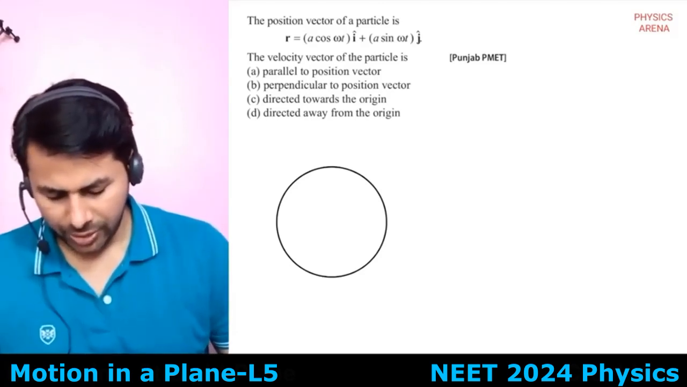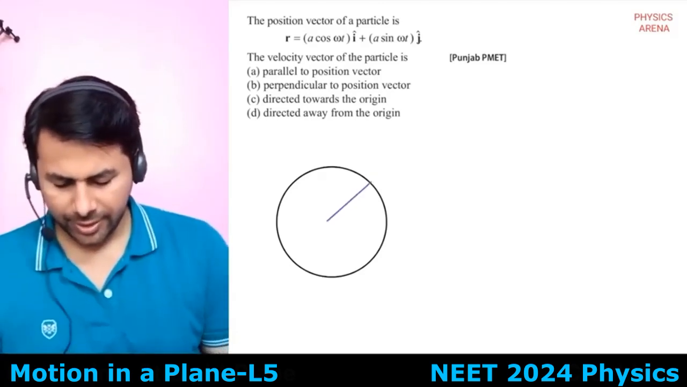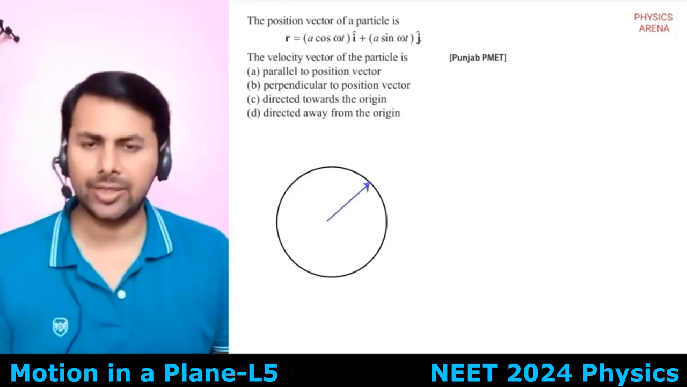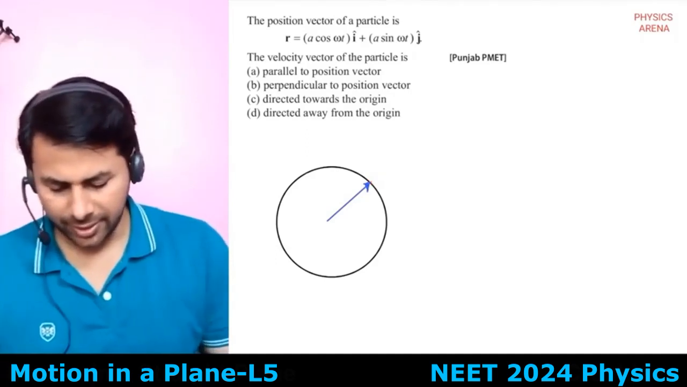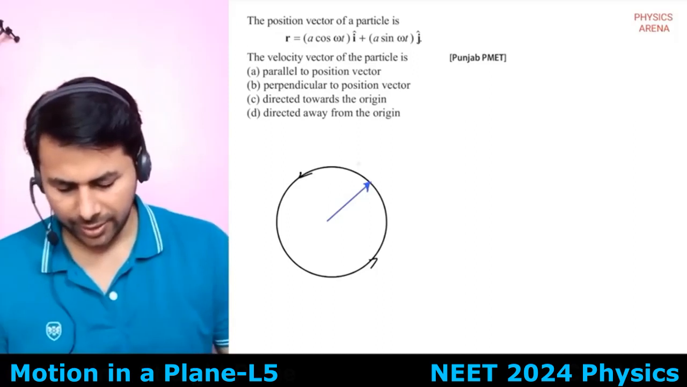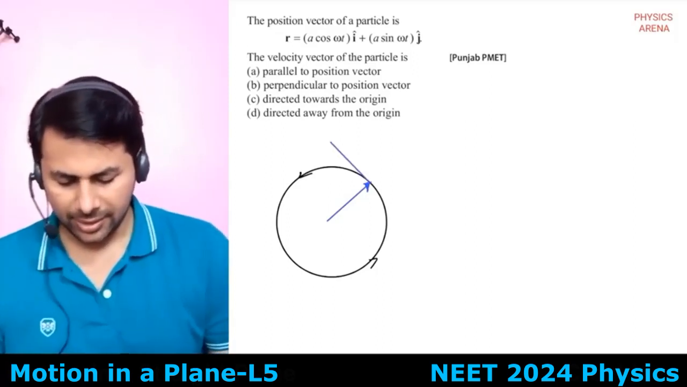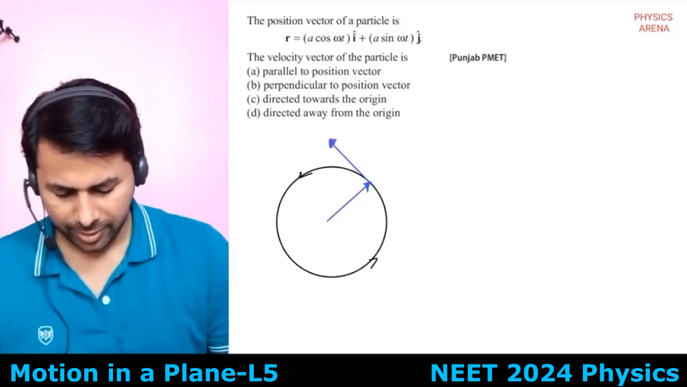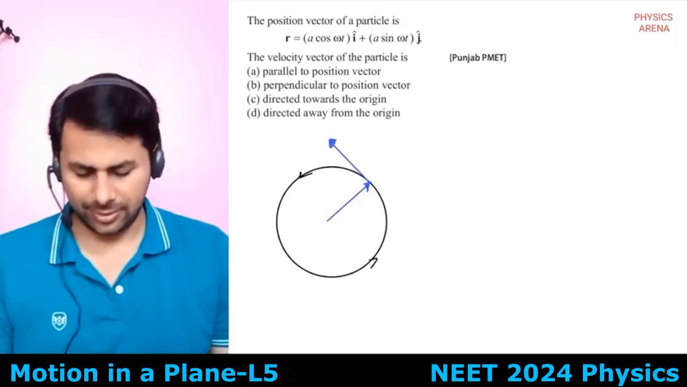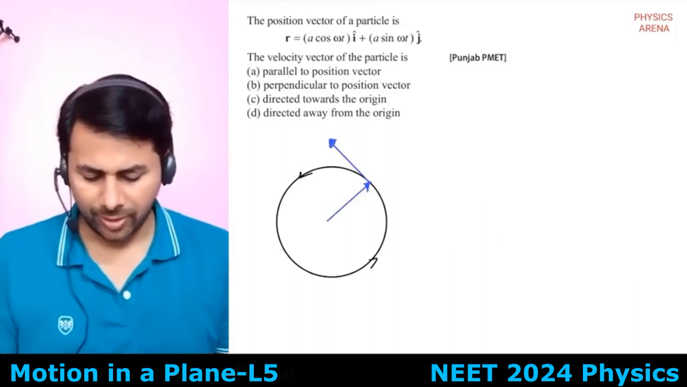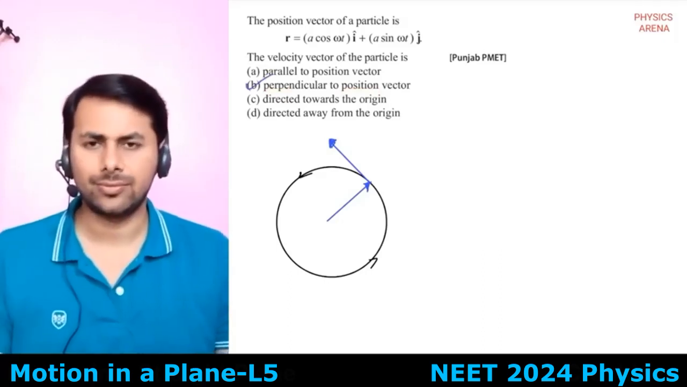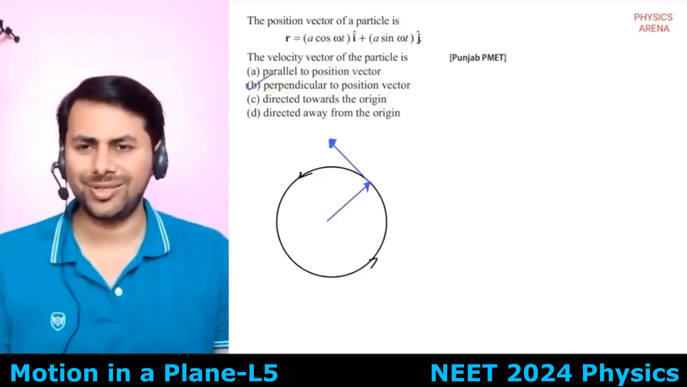What is the direction of the position vector? It's along the radius, right? What is the direction of the velocity vector at this point? Velocity is directed along the tangent, right? So what is the angle between them? It is 90 degrees. So which of the options is correct? It's perpendicular to the position vector, option B. This is very simple.